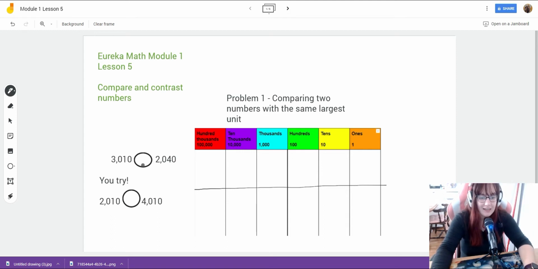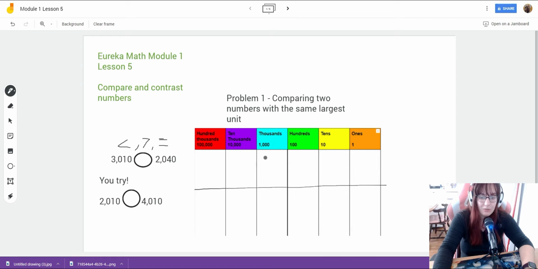We have 3010 compared to 2040. And whenever I see numbers like this with this circle in the middle, what I'm trying to figure out is, is 3010 less than, greater than, or equal to 2040? You may already know the answer, but we're going to prove our answers by putting these numbers into our place value chart, comparing them, and then making sure we are right that 3010 is less than, greater than, or equal to 2040. To start with this, you're going to need to write this number into the place value charts.